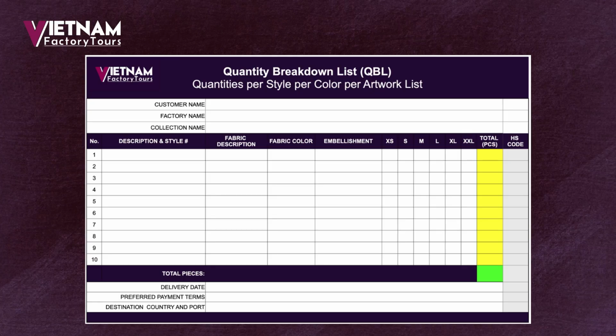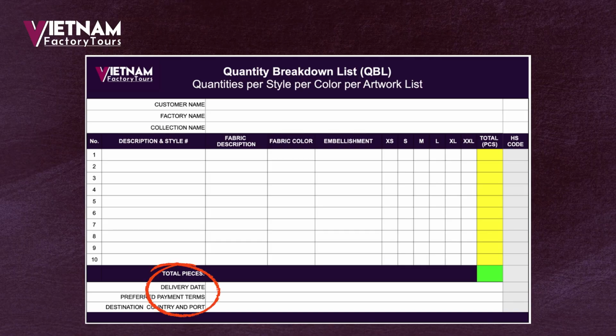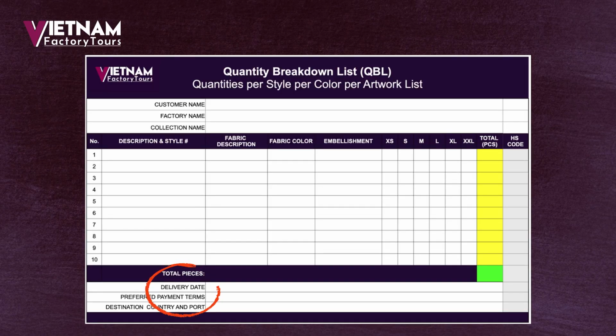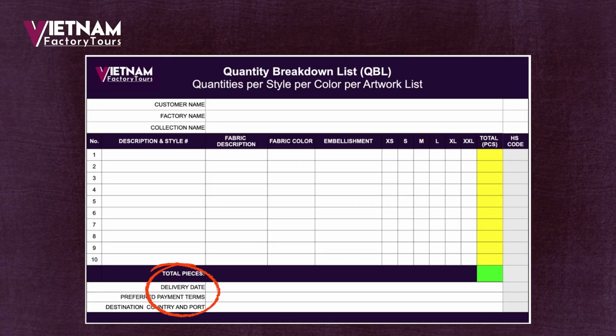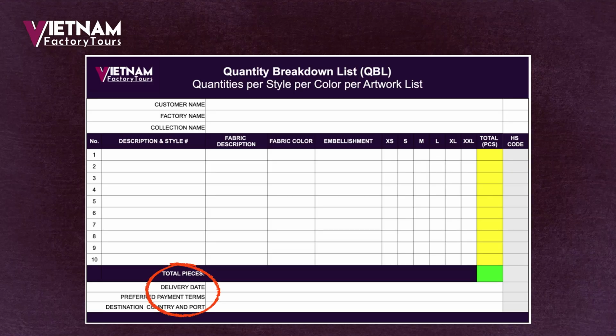Then at the bottom you have the delivery date, so just put it in there clearly so that you don't have to speak it out, and the factory will see it and understand, and they'll quickly be able to look at their current production schedule and give you an answer. Yes, we can meet that delivery date, or no, we can't. And then you can use that as a bargaining tool.